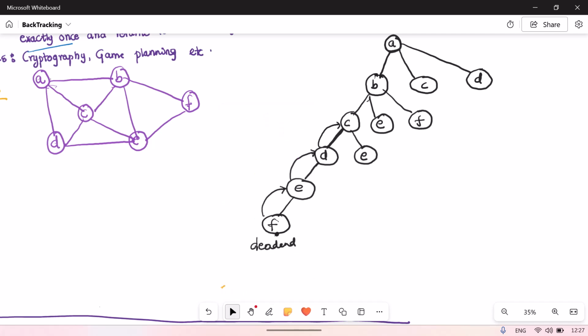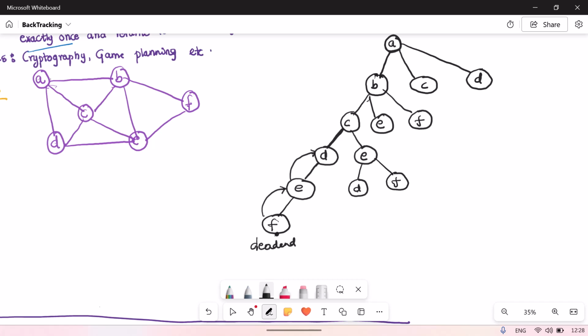From E, we'll try to check the solution. From E, the paths are C, B, F, and D. C is already done. B is already done. So the options are D and F. Next, I will go to D. From D again, I will try to find the solution. So from E, I have D and F.